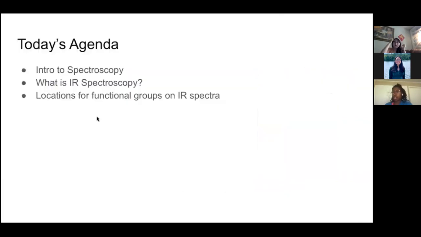Today, we're going to talk about what spectroscopy is. Our lectures over the course of the next couple of days will be on different types of spectroscopy. Today, we're going to be specifically talking about what IR spectroscopy is, and we're going to be talking about the locations for different functional groups on IR spectra.